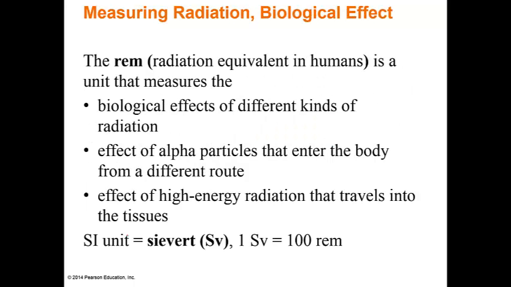The REM is the radiation equivalent in humans. It is a unit that measures the biological effects of different kinds of radiation: beta particles, gamma particles, and alpha particles that do enter the body from different routes. So let's think about this. Can I breathe in alpha particles? Oh, most definitely. It also covers the effects of high energy radiation that travels into tissue. The SI unit is the sievert, where 1 Sv equals 100 rem. So we have both an English measurement and an SI unit equivalent.